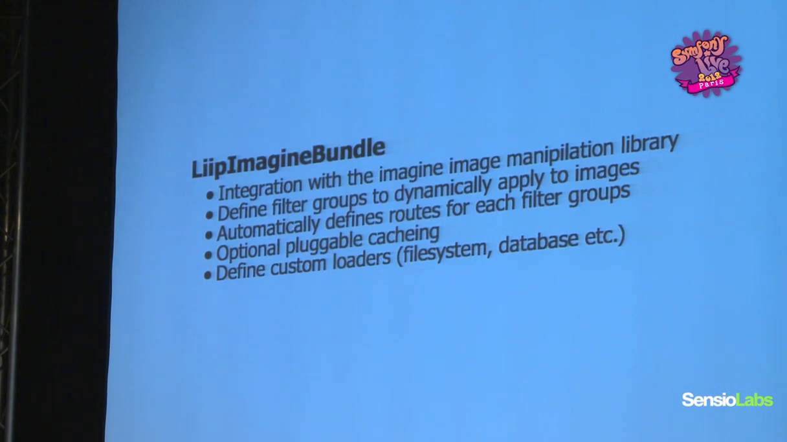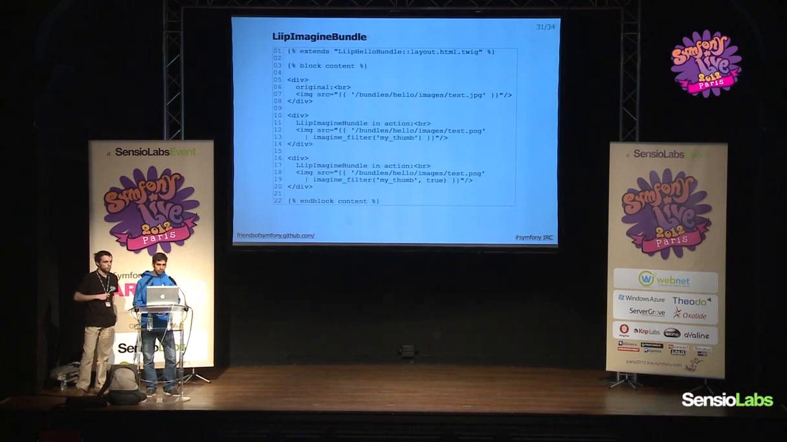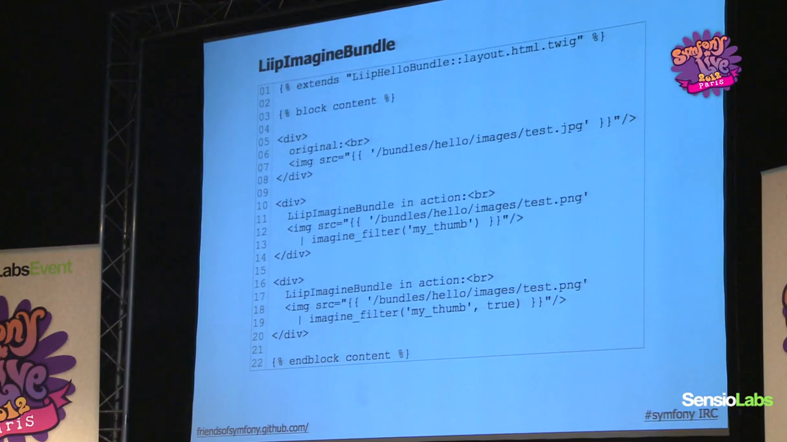It's quite pluggable, so you can set up your custom caching logic. You can define your custom data loaders and things like that. Here we can see how you use it in the template. On line 7, you see how you can use your original source image. Then on line 12 and line 18, I'm showing how you can on the fly convert that JPEG image into a PNG and apply a set of filter rules under the name my_thumb. Since by default it's going to cache in the file system, it only generates that thumbnail as a PNG on the first request, and from then on it's cached. The difference between the first and the second example is just whether you generate a relative or an absolute URL, and that's configured by the true parameter that you see on line 19.